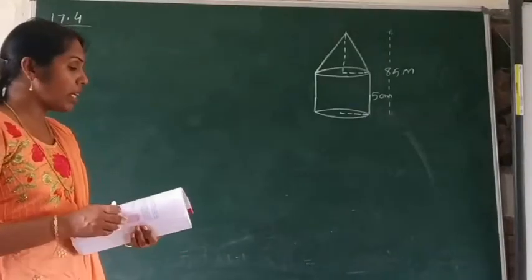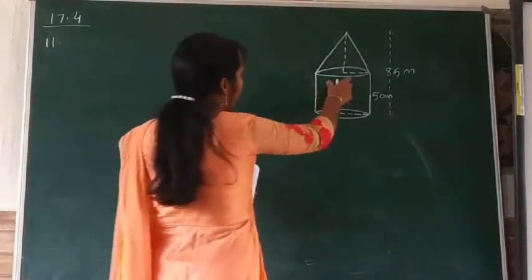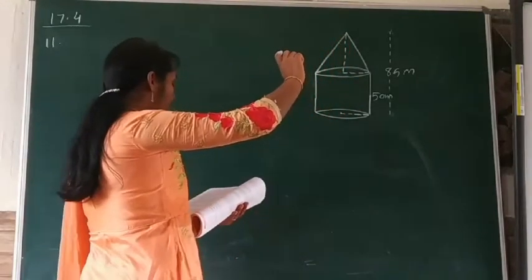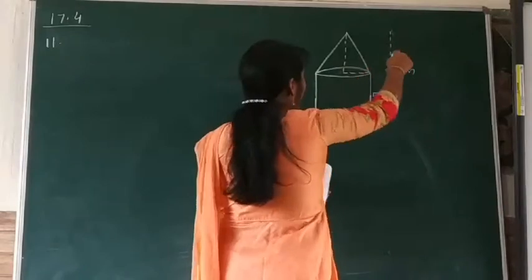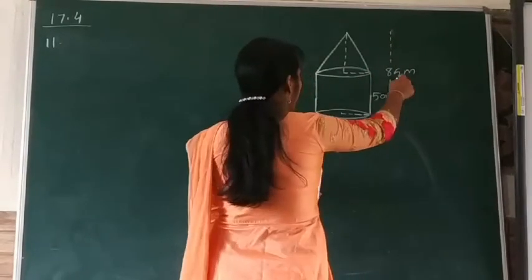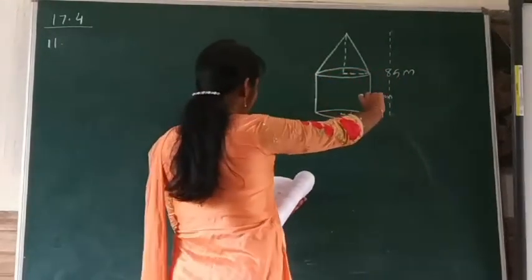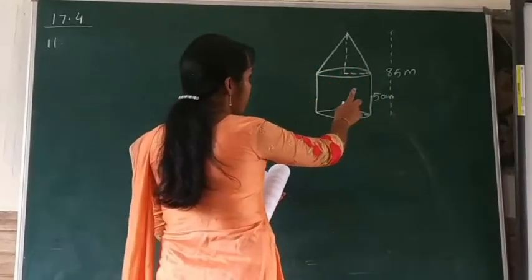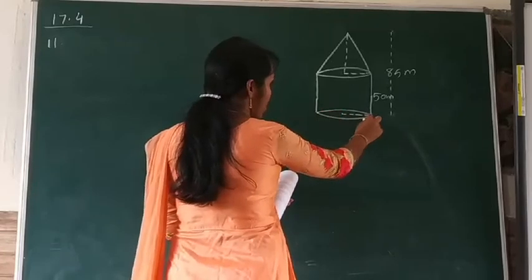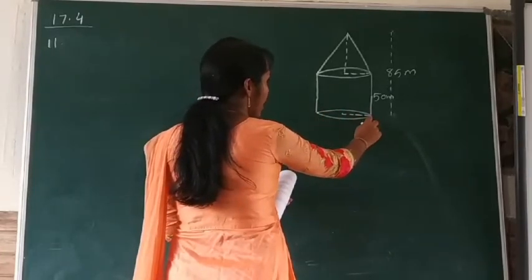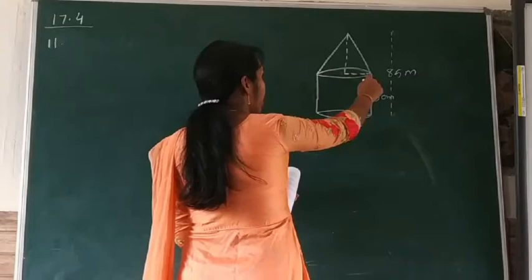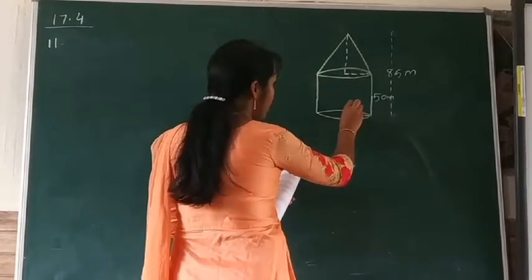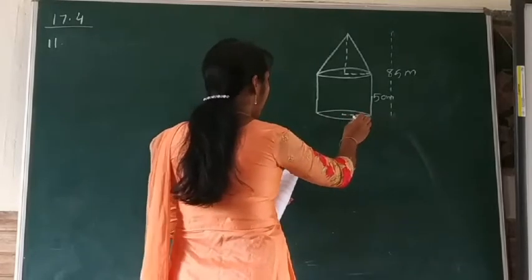So, an exhibition tent is in the form of a cylinder surrounded by a cone. This is the cylindrical part, this is the conical part, and the total height of the tent is 85 meter. Height of the cylindrical part is 50 meter. The diameter of the base is 168, that means this diameter is 168. The diameter of the base of the cone is also 168 meter. That means the radius of the base we can find out.